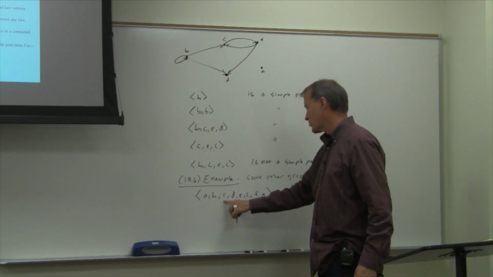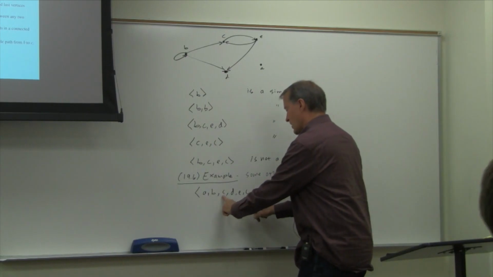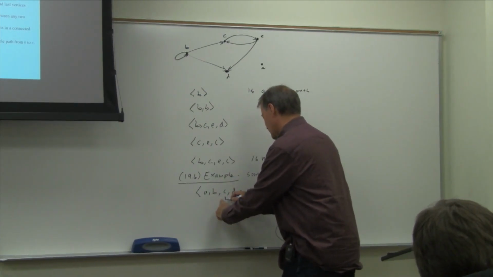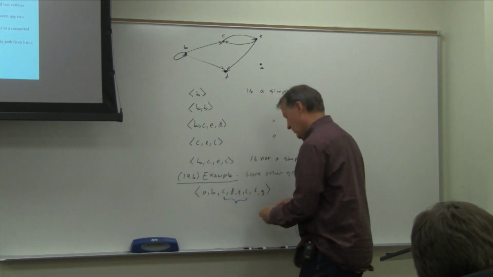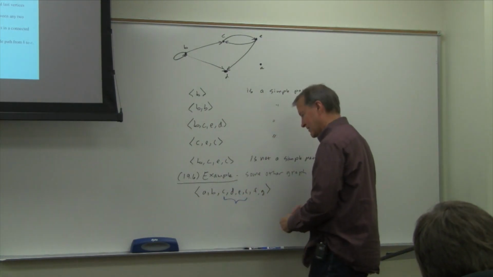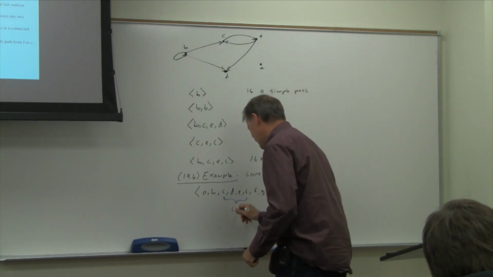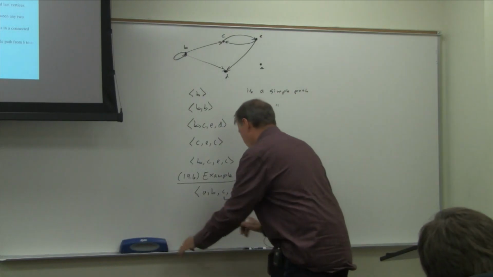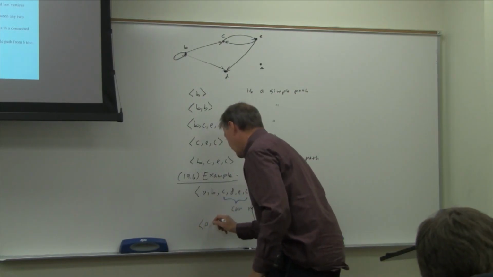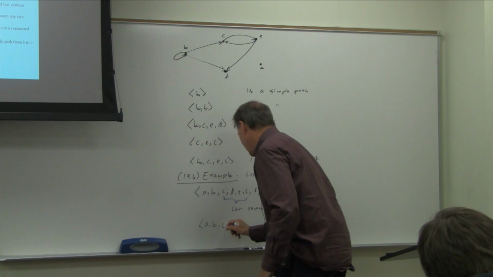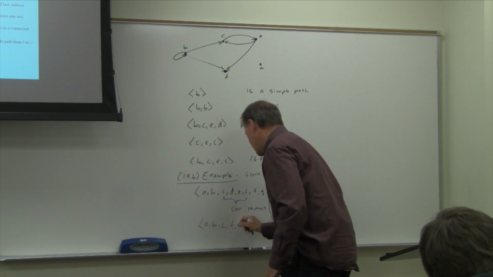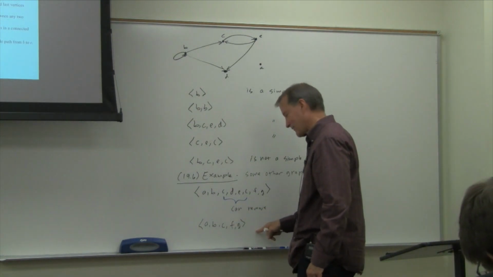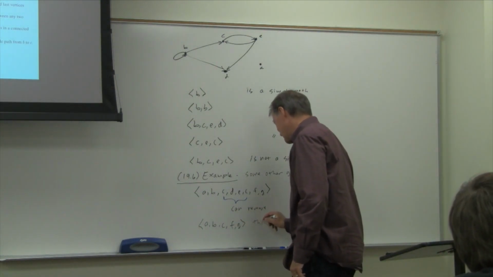The reason this is not simple is because we have a C here and a C here, right? But what you can do is remove this, right? I'll have to leave one of the C's. And then you would have A, B, C, F, G. And we know that if this was possible on this graph, this was possible on this graph, right? And so this is simple.